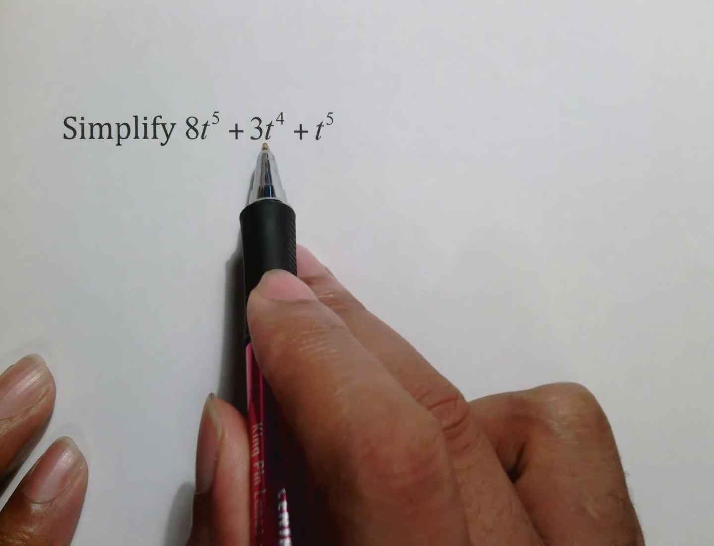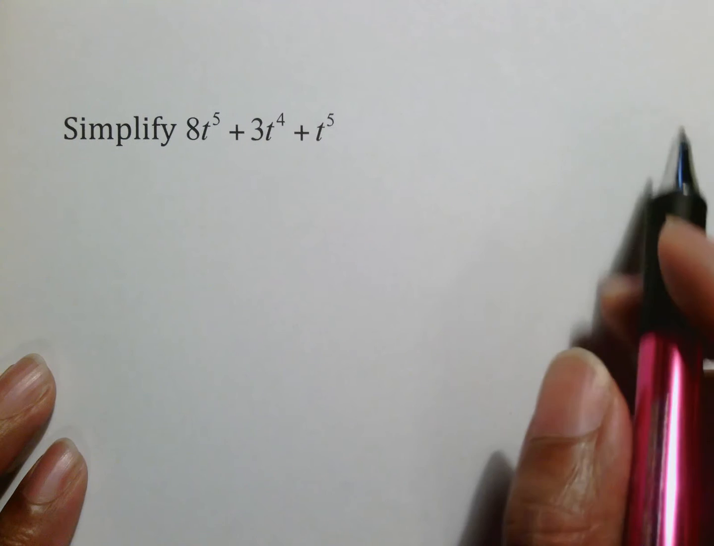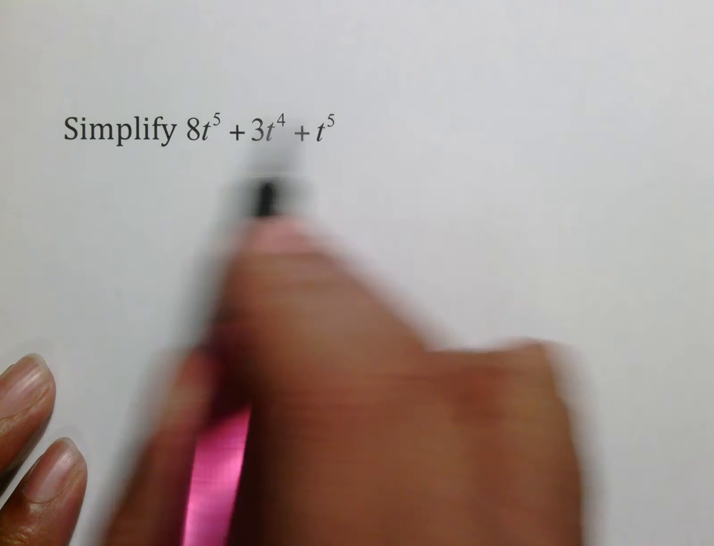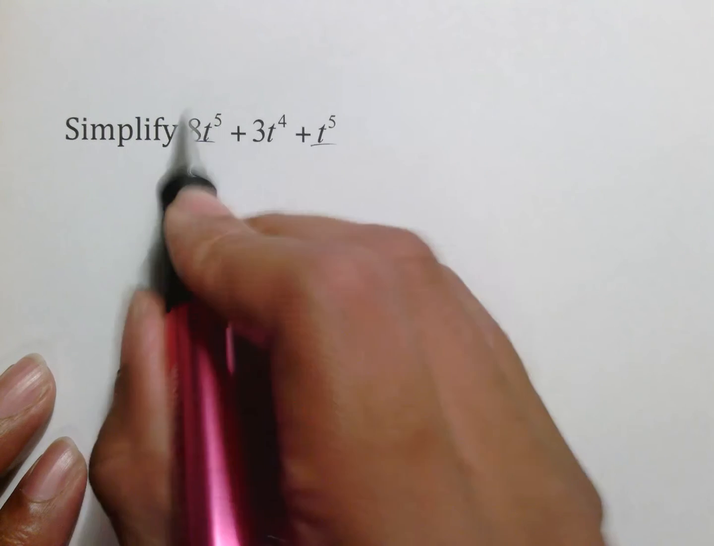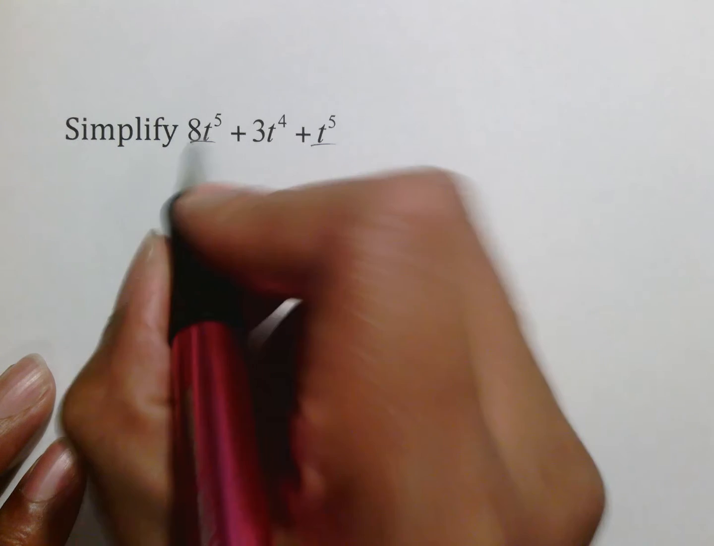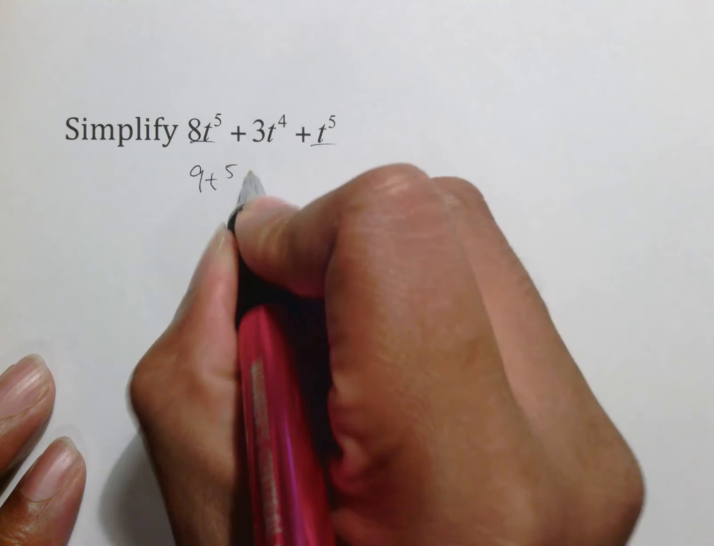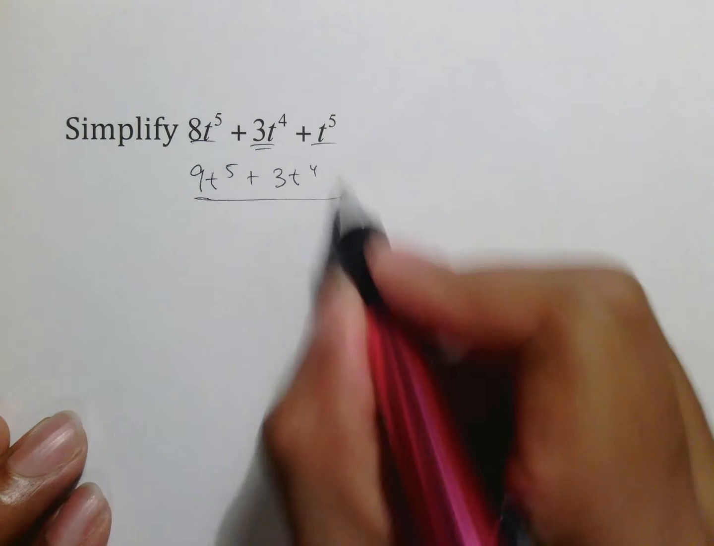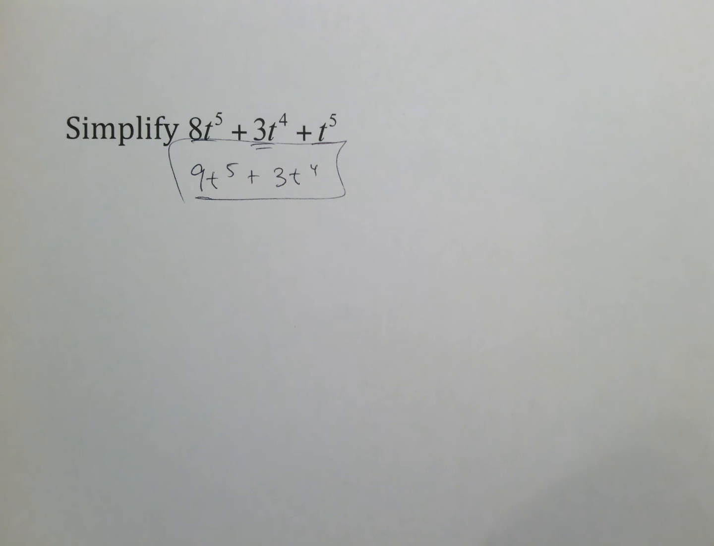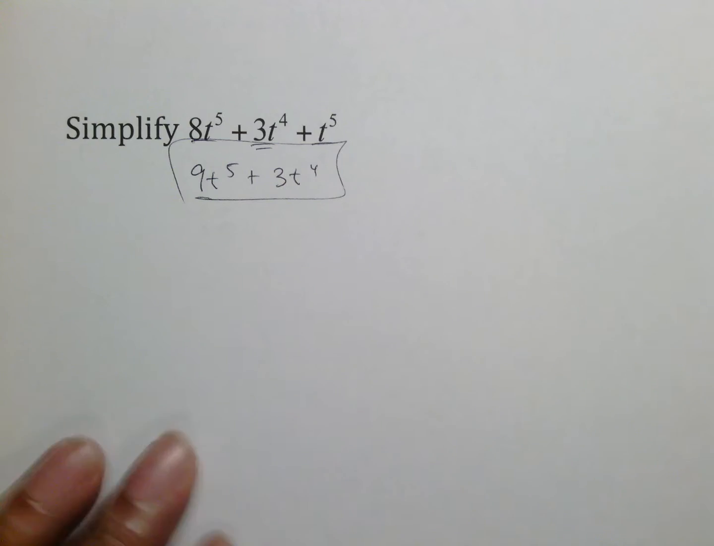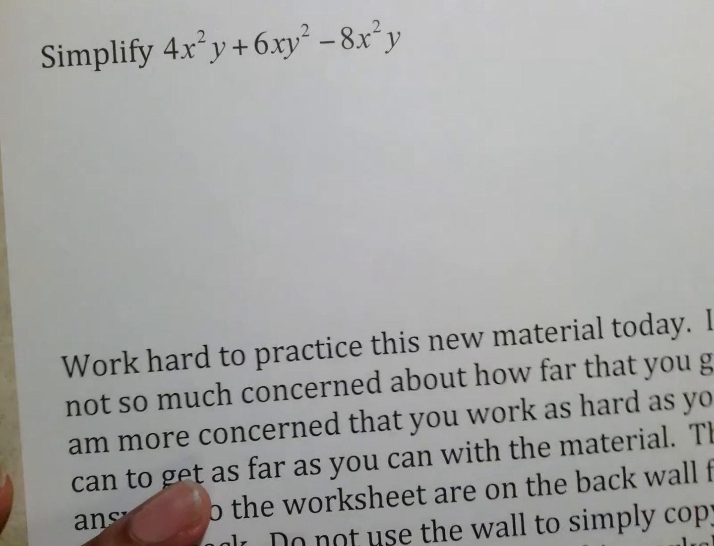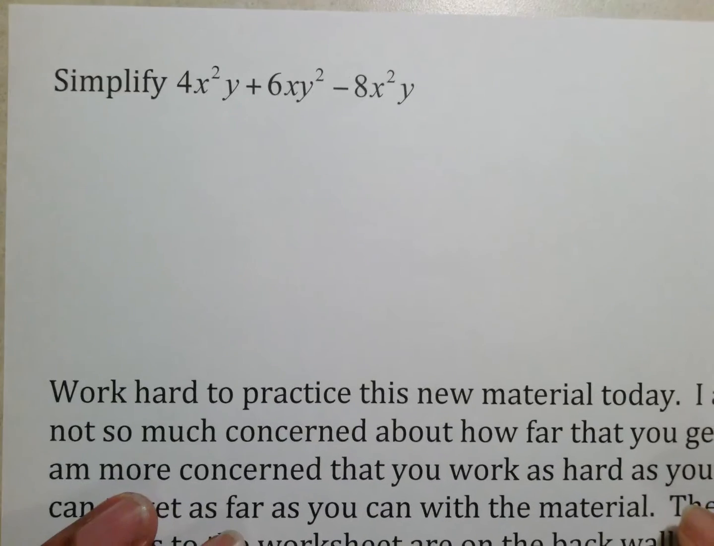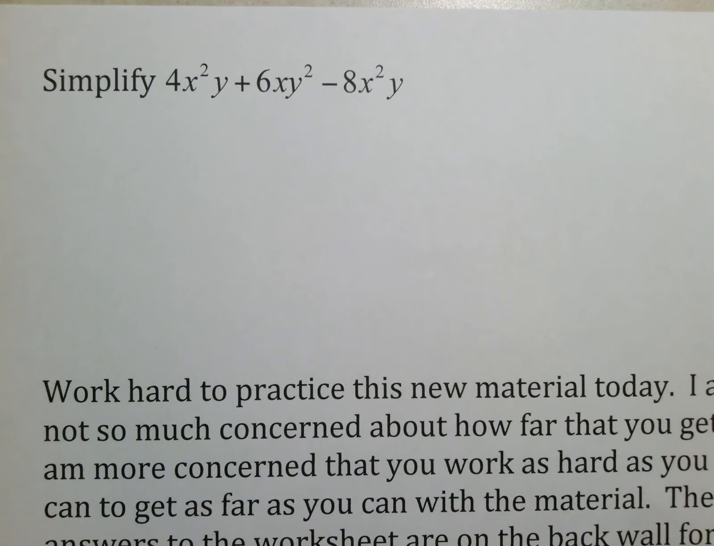Simplify 8t to the 5th plus 3t to the 4th plus 3t or t to the 5th. In this case, we actually have 2 t's to the 5th that can be put together. 8t to the 5th plus t to the 5th makes 9t to the 5th plus 3t to the 4th. That is your answer. So again, that's all we've got to do whenever it comes to adding polynomials. Again, it's just like whenever you add like terms, the difference is that they give you much uglier terms, which is supposed to be more intimidating, but once you understand how everything works, it's not that bad.